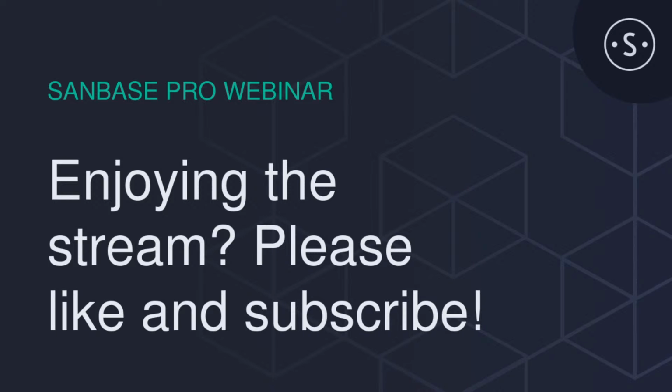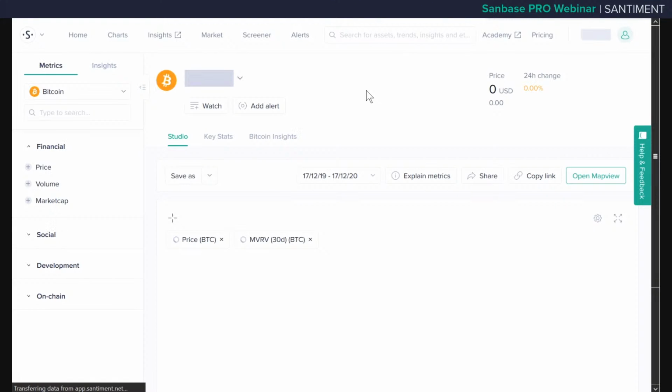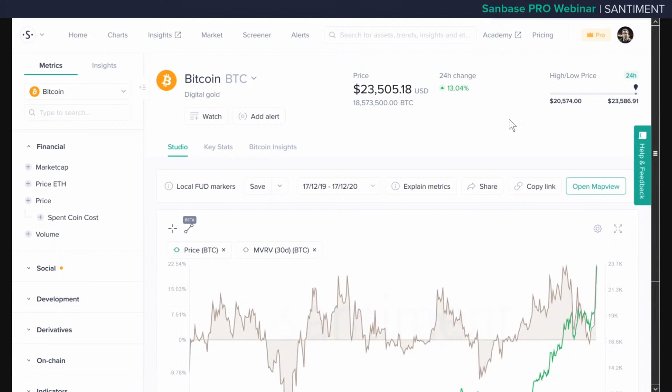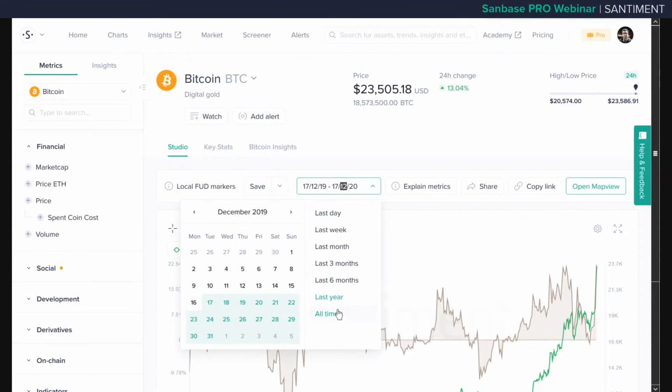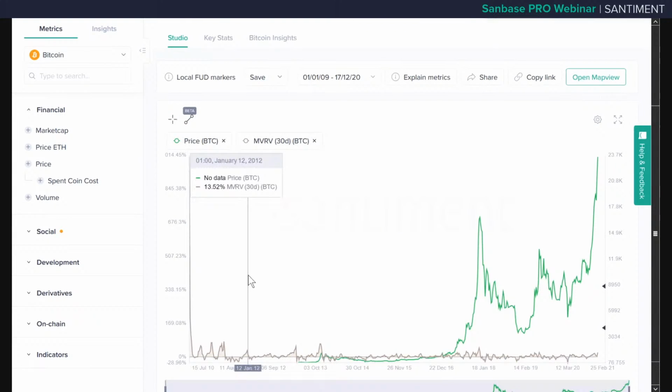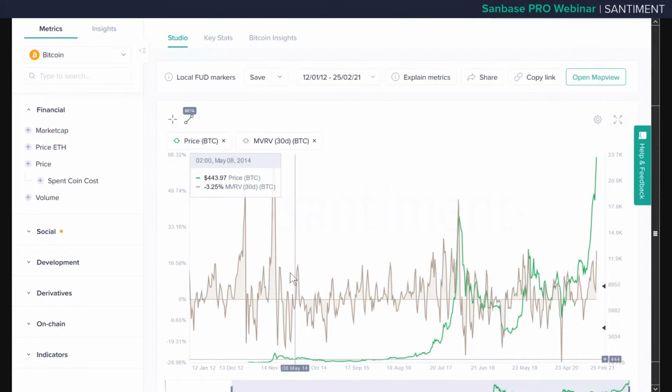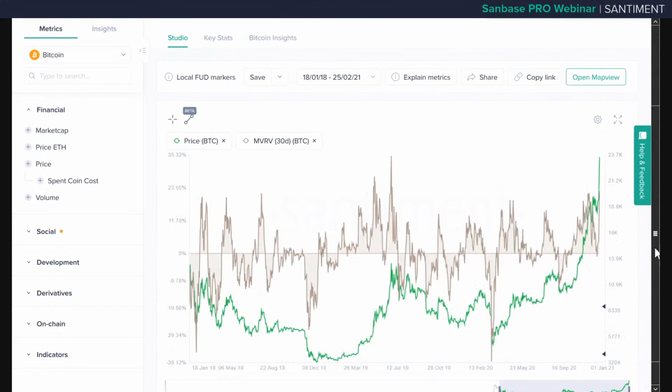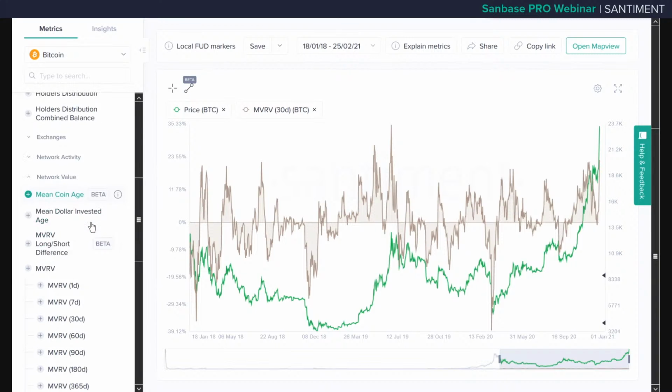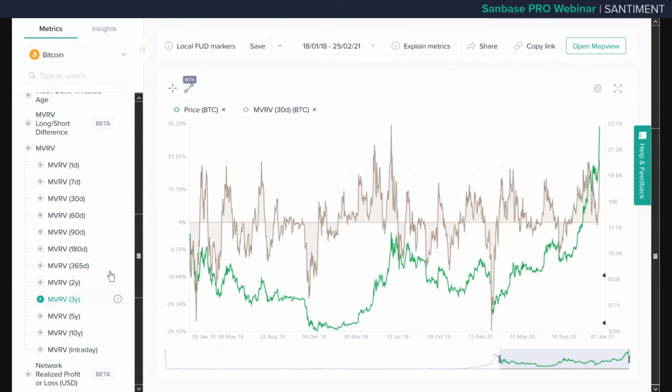Okay, so MVRV. MVRV is probably one of the more popular metrics for analyzing the risk of sell-offs or a potential bounce back for a particular coin. I think it was introduced about 2.5 years ago, and a lot of on-chain analysts seem to quite enjoy it, and it's fairly easy to see why. You will find it by navigating to network value and then moving to MVRV, and you'll notice a number of different MVRV metrics, and I'll explain in a moment what they are.